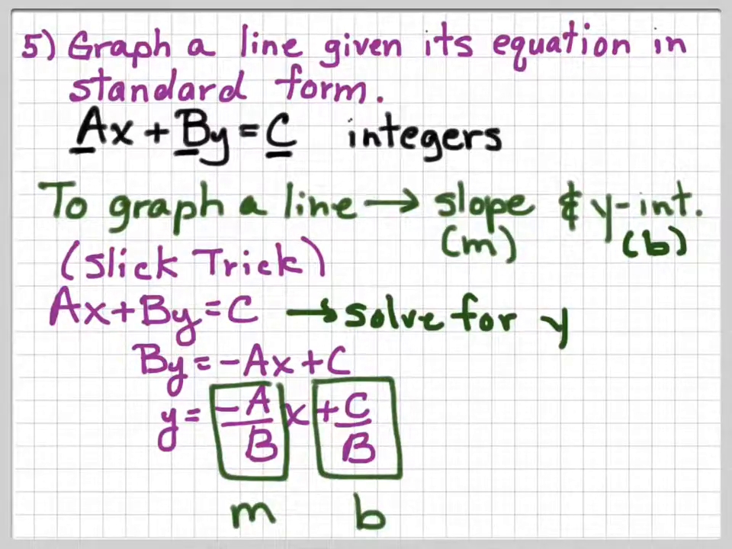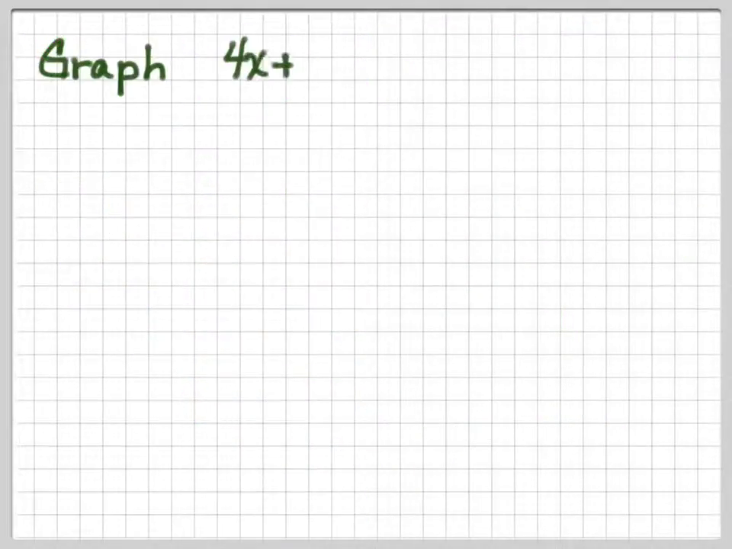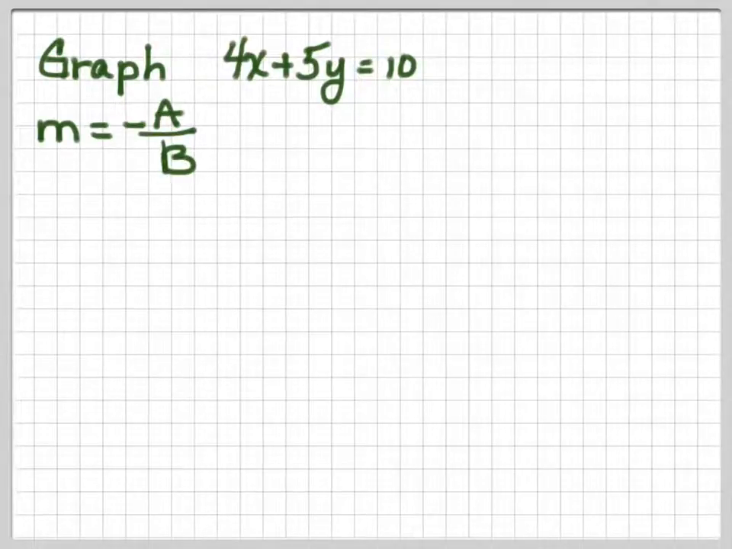If you can memorize that, negative a over b is the slope, and c over b is the y-intercept, then you don't ever have to change a standard form to slope-intercept before you know what the slope and the y-intercept is. Okay, so let's go to the next page here and work a problem. So if I say I want you to graph 4x plus 5y equals 10, I know that my slope is going to be minus a over b. A is 4, b is 5, so it's going to be minus 4 over 5.